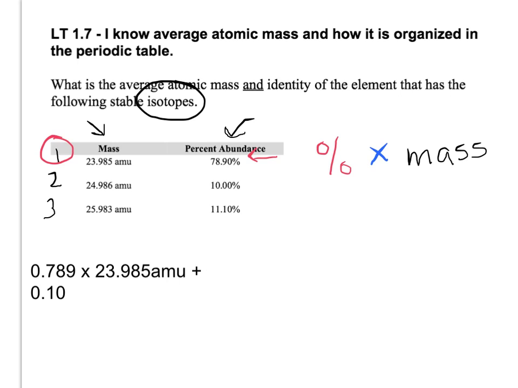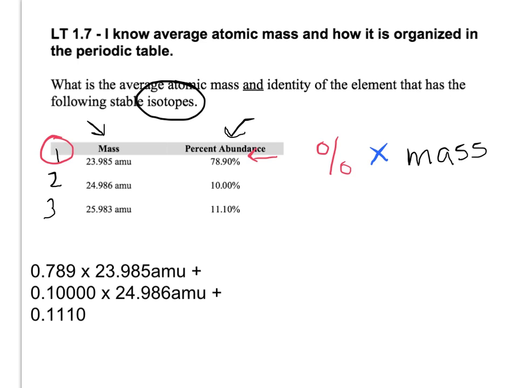But first I have to do the percent abundance, which is 10%. So I'm going to move the decimal 2 spots to the left, and I get that, and I multiply by my mass, 24.986 AMU. And then I have to add my last isotope.